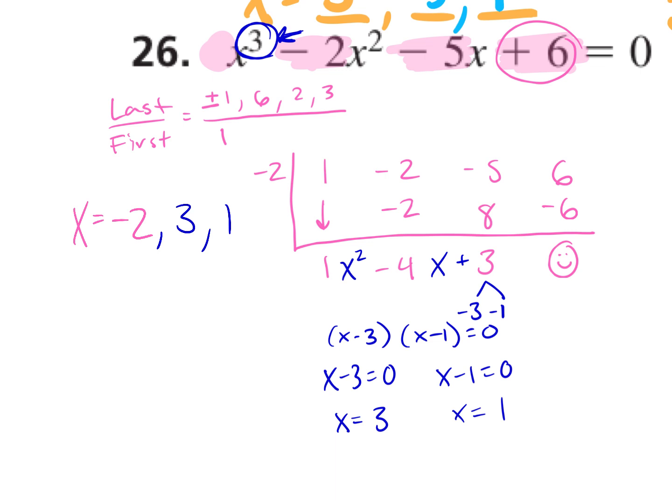So if we would have tried 1 from the start here, that would have worked. You would have just gotten a different answer, but it would have factored into the other 2 answers. So any one of these 3 to start would have worked. You'll find the other 2 answers once you factor it. But these are 3 solutions.